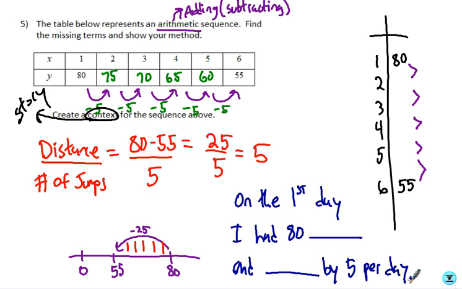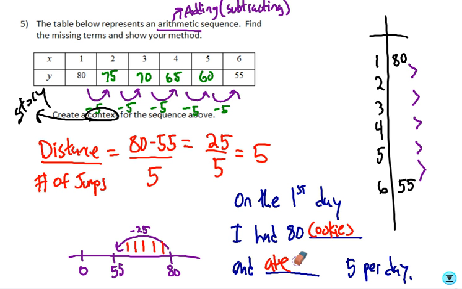What I mean by blank is it could be anything. So on the first day I had 80 cookies and ate 5 cookies per day or something. It doesn't really matter what it is. Or on the first day I had 80 pimples and I popped 5 per day. Or on the first day I had $80 and I spent 5 per day.